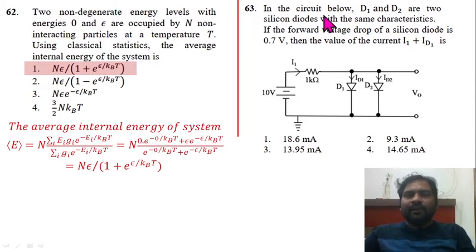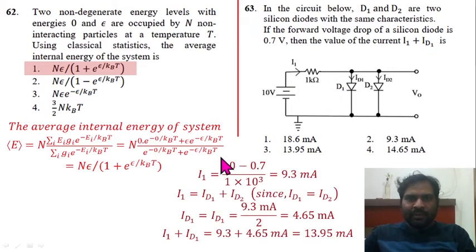Question number 63. In the circuit below, D1 and D2 are two silicon diodes with the same characteristics. If the forward voltage drop of a silicon diode is 0.7 volt, then the value of the current I1 plus ID1 is. So take just the first loop first. In the first loop, what will I1 be? Here is your 10 volt, here the drop is 0.7 volt. So in the first loop, 10 minus 0.7 divided by your resistance 1 kilo ohm, 1 into 10 to the power 3, your current I1 equals 9.3 milliampere.